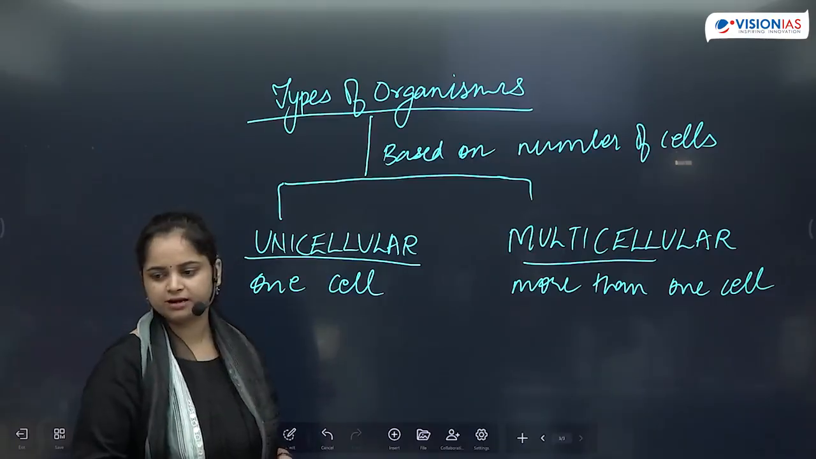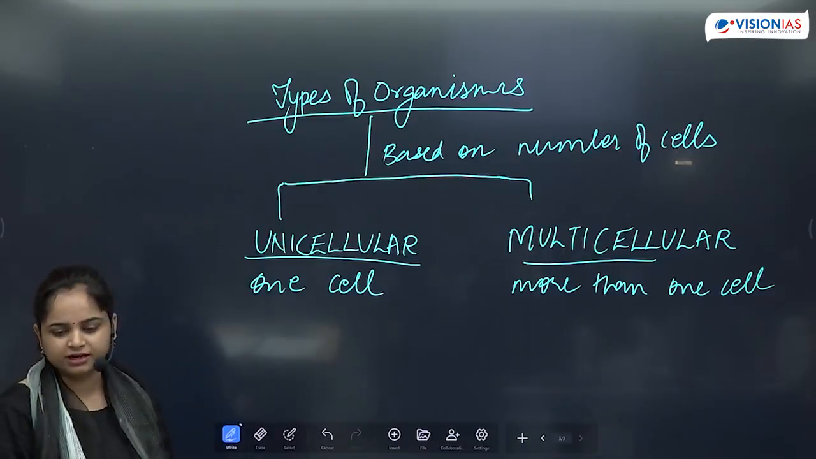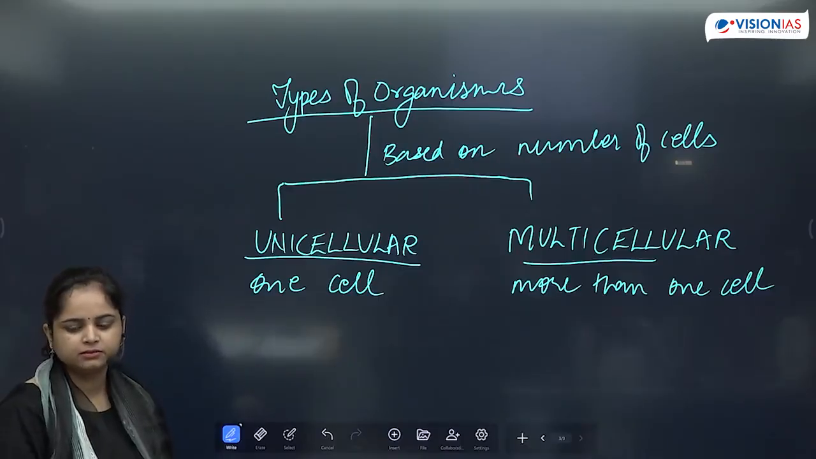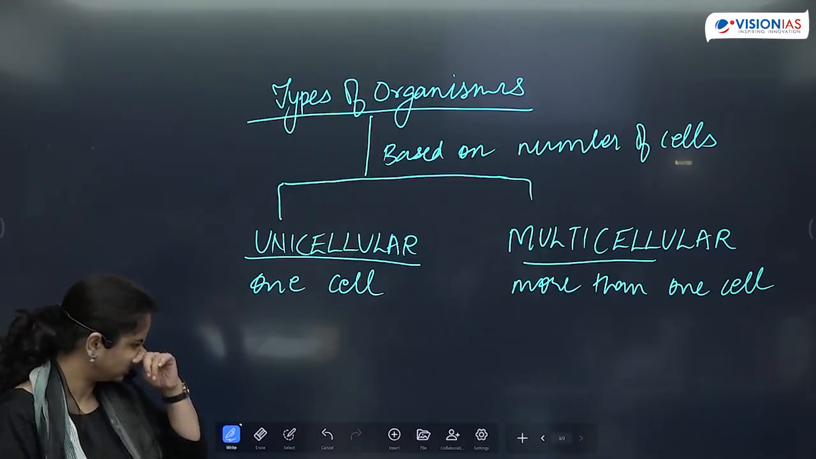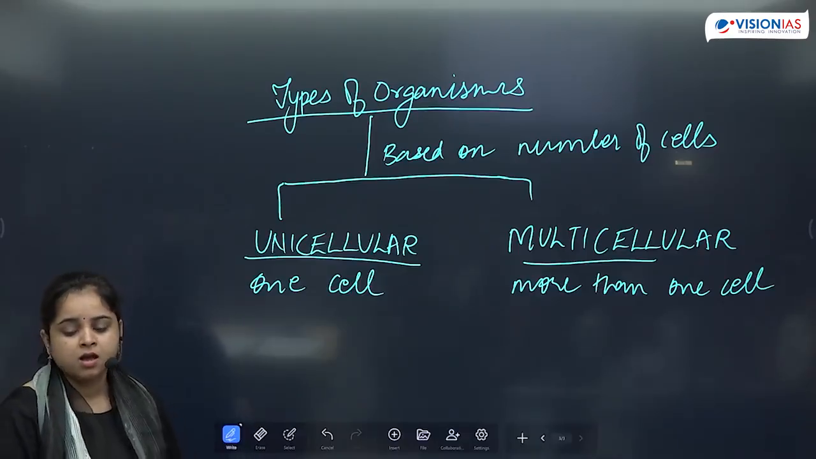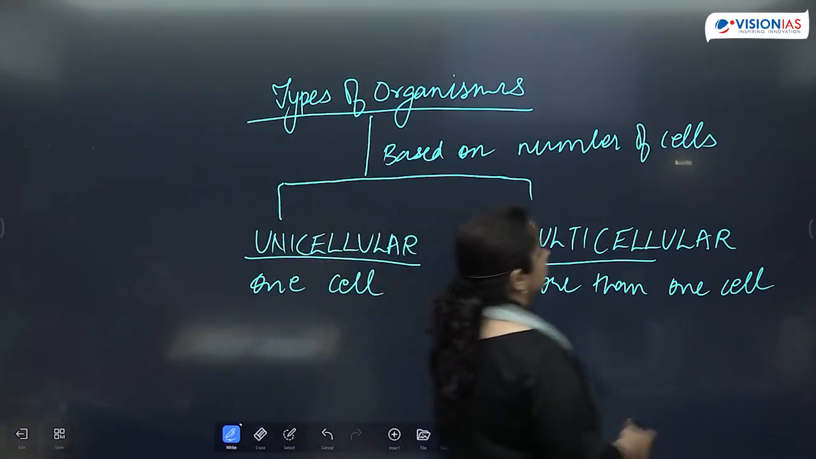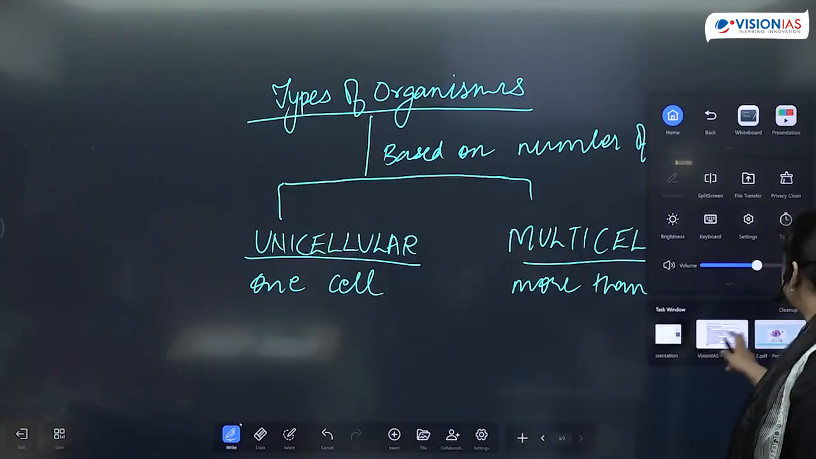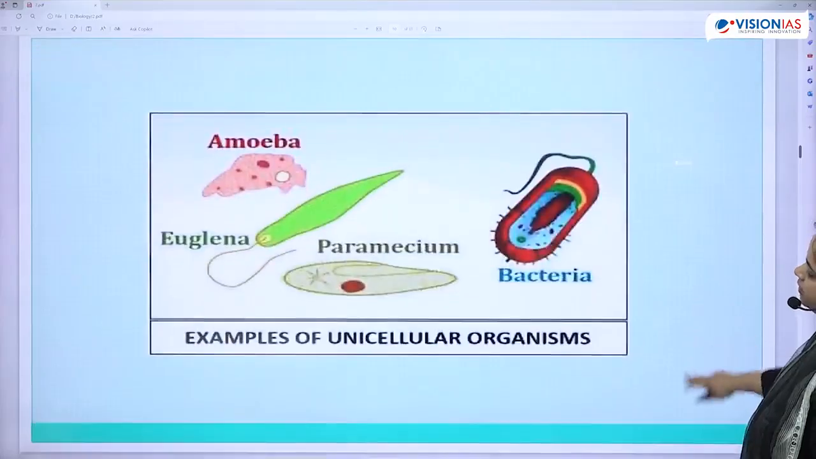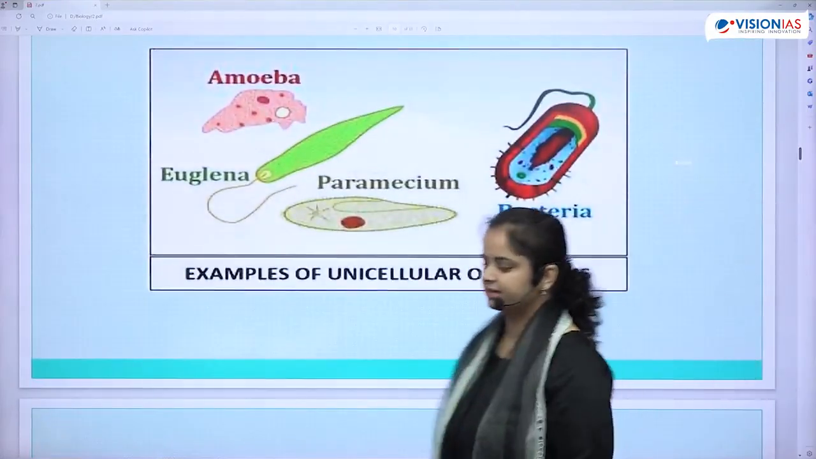Please write first unicellular organisms. Unicellular organisms, they contain only a single cell which can perform all the life processes. And let's see examples of unicellular organisms. Okay, amoeba, bacteria, euglena, paramecium. They are all single-celled organisms.